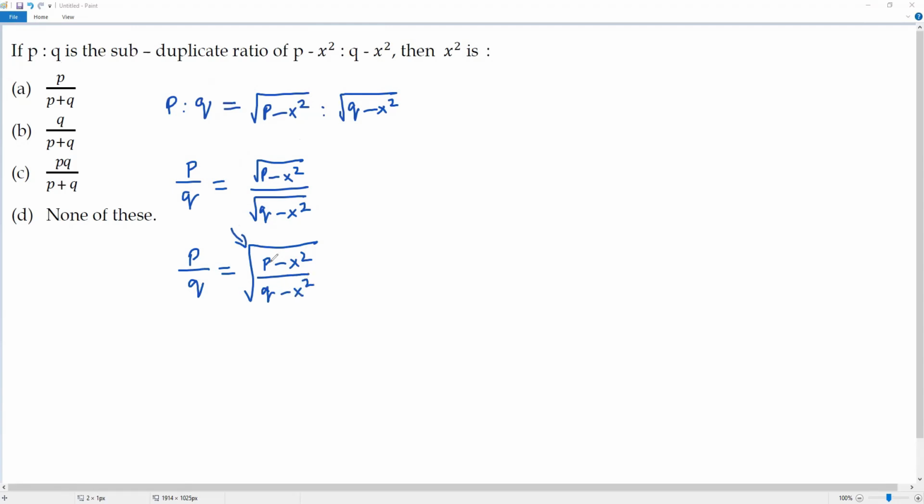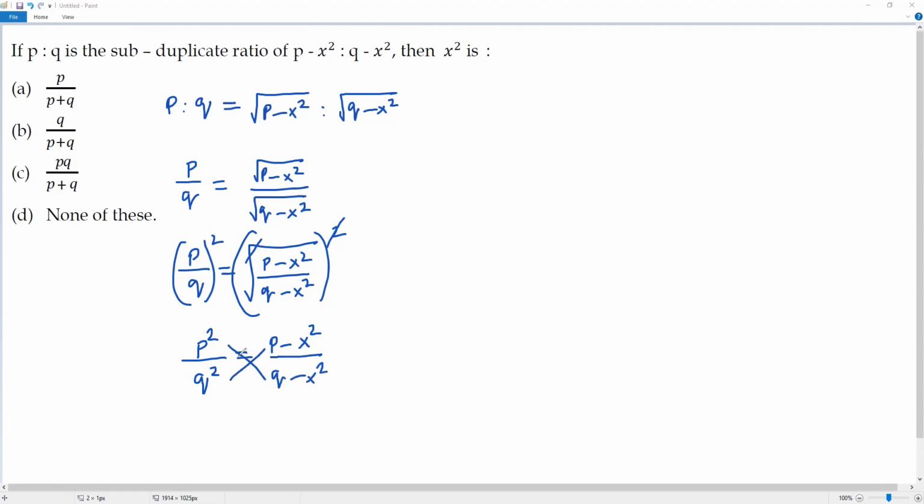Now to get rid of the square root on the right side of this equation, let's square both sides of the equation. Here the square root and the square cancel out. Now we have exponent 2 for this fraction P over Q. Let's take this exponent 2 separately for numerator and denominator. Then we have P² over Q². On the right side, we have (P − x²) over (Q − x²).